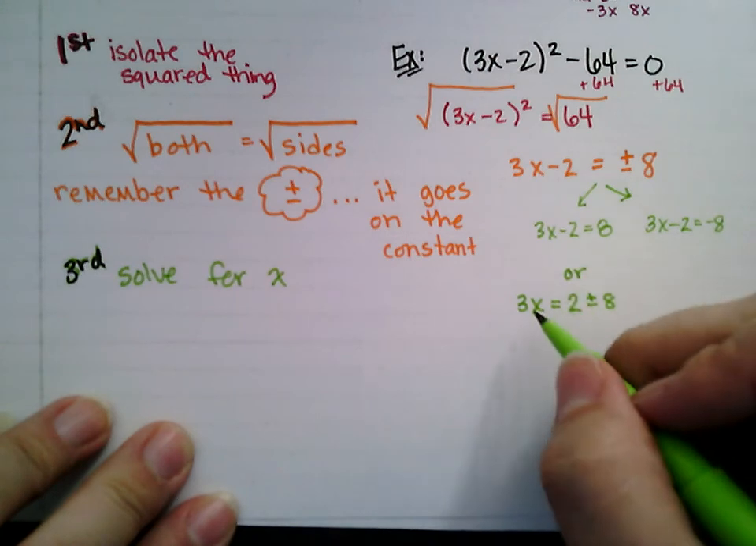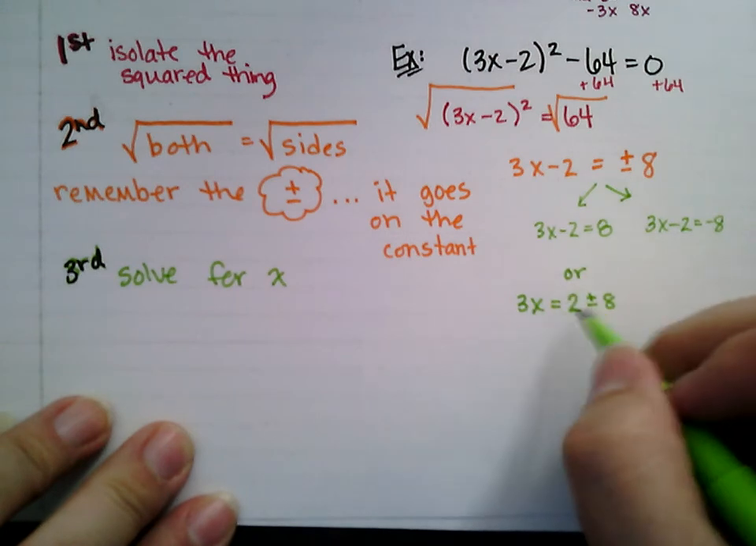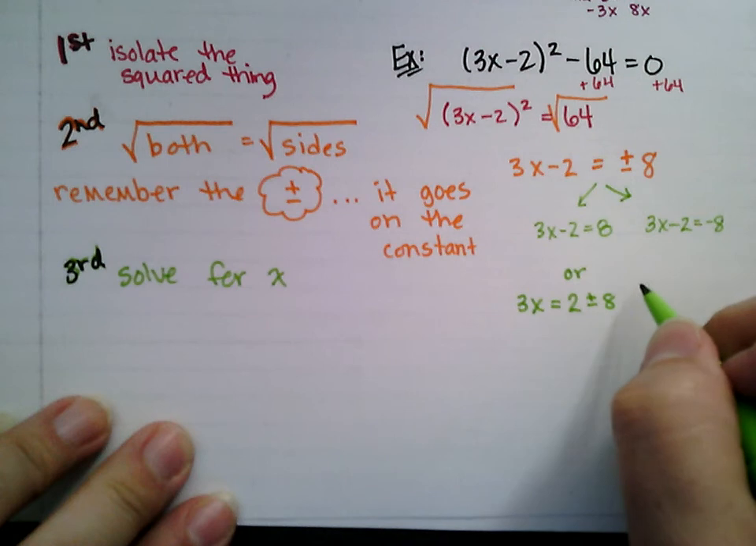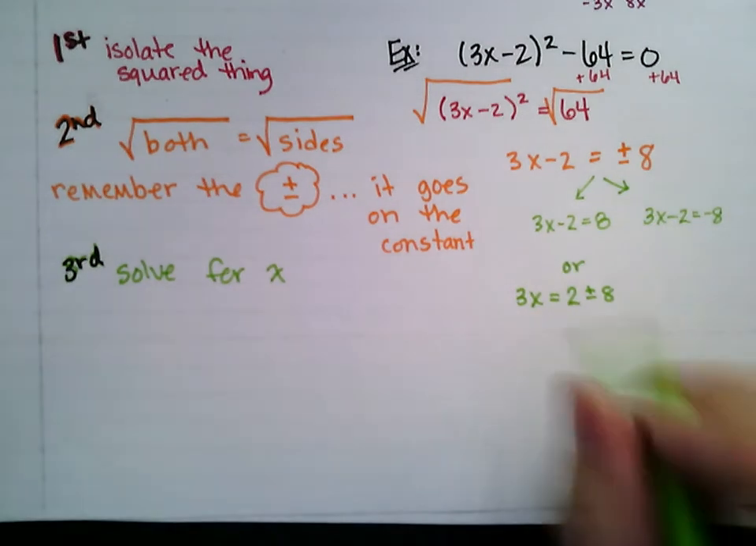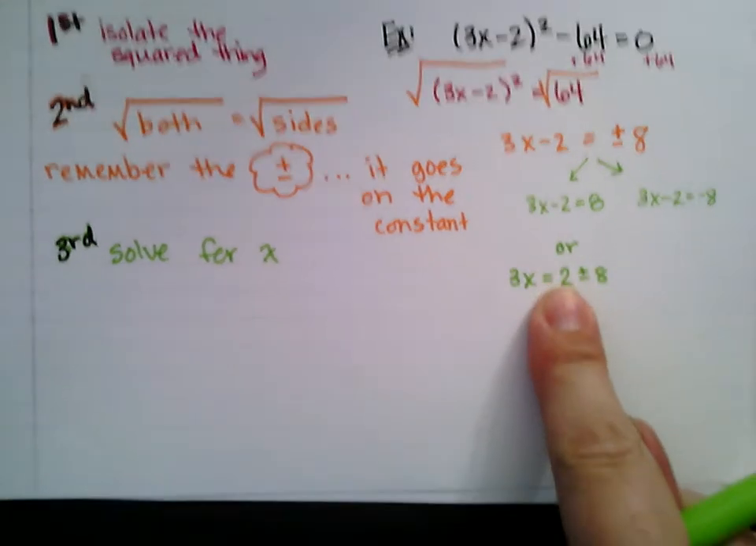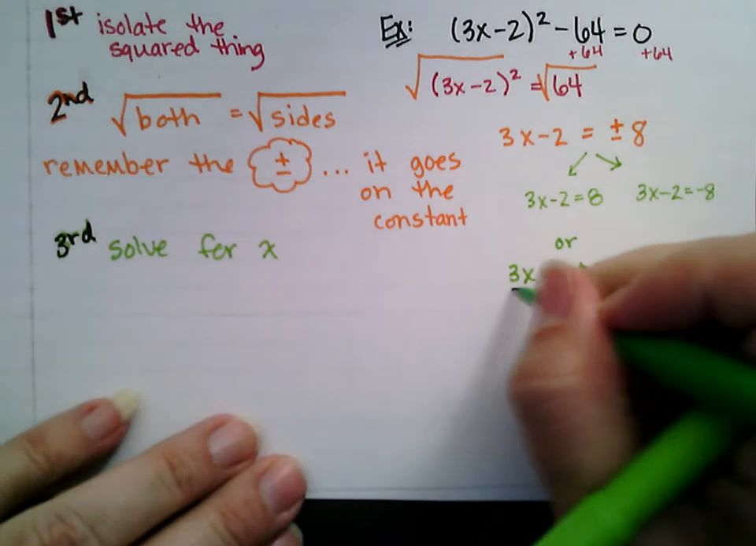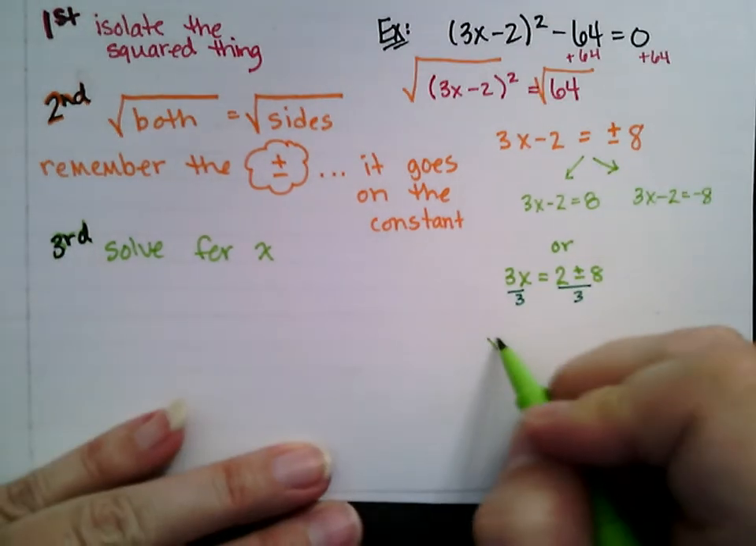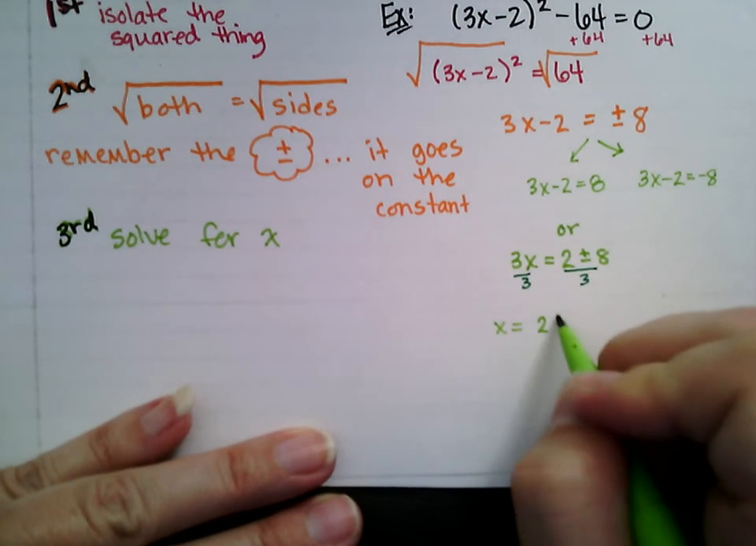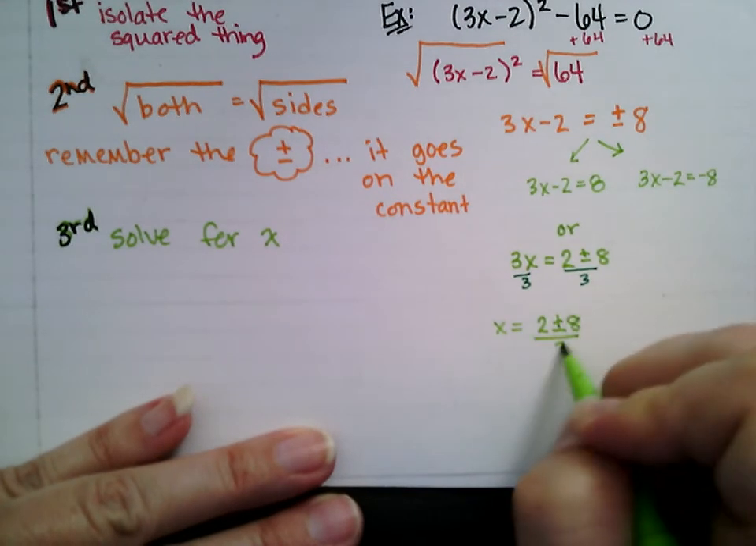And then we would do 3x equals 10, 3x equals negative 6. So either way, we're going to get the same answer. I tend to prefer to do mine this second way. So then I'll put like over 3 over 3. So I get x equals 2 plus or minus 8 divided by 3.